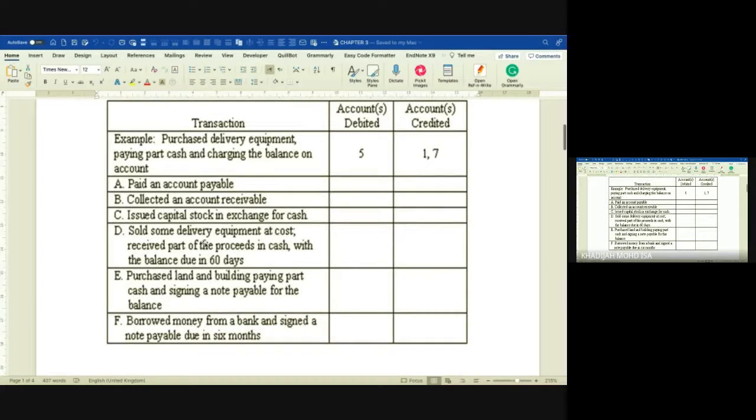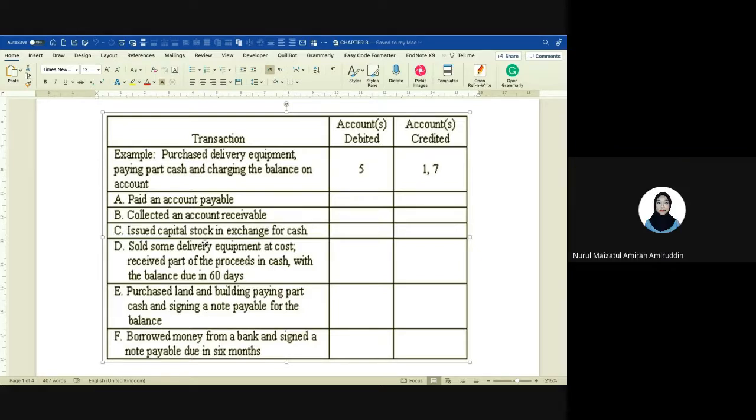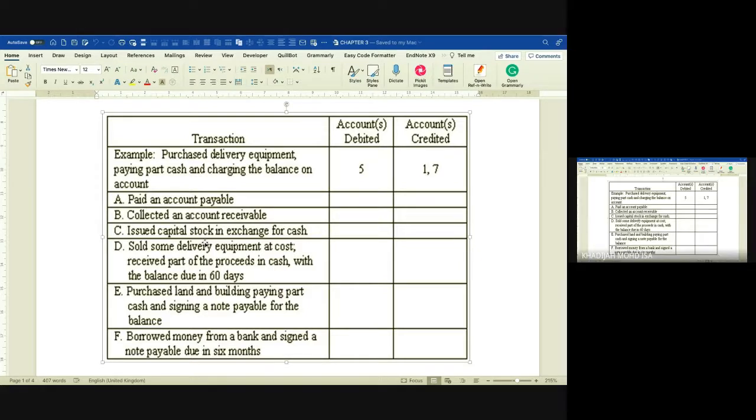Okay. This is more challenging, where it says that you sold some delivery equipment at cost, received part of the proceeds in cash with the balance due in 60 days. So remember, just now you purchased delivery equipment, but now you sell your delivery equipment. Does delivery equipment increase or decrease? Decrease. Delivery equipment is an asset, so you credit delivery equipment.